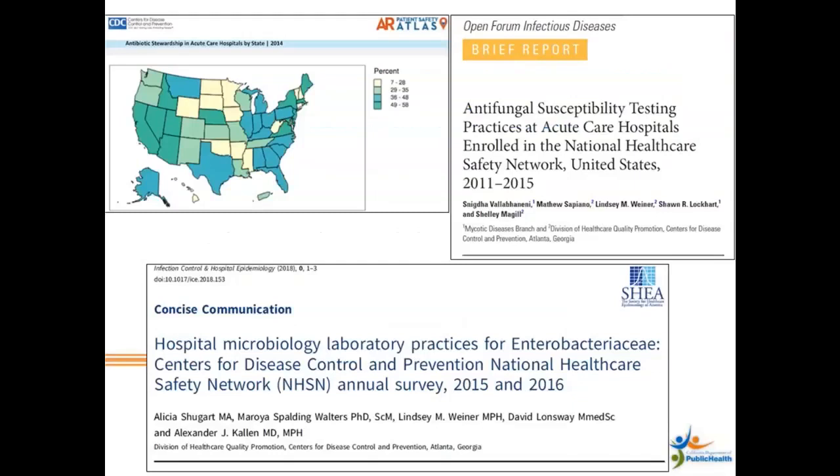Now, there's a lot of information published online about data that comes from the NHSN Annual Survey, and this is just a quick screenshot of a couple of the publications that really inform today's presentation. On the top left, you'll see an example of an online tool, the AR Patient Safety Atlas, that describes some of the antimicrobial stewardship elements that are in place at various hospitals. If you haven't checked it out yet, I highly recommend Googling the CDC AR Patient Safety Atlas, of course, after this webinar is over.